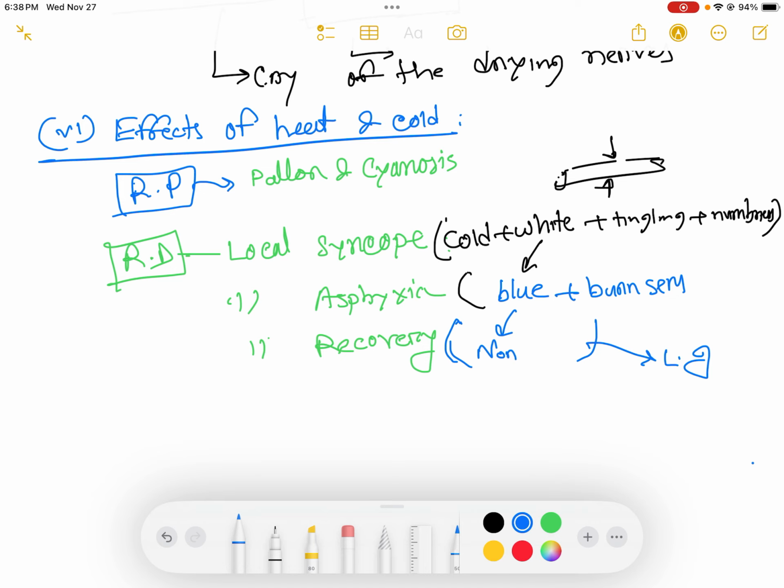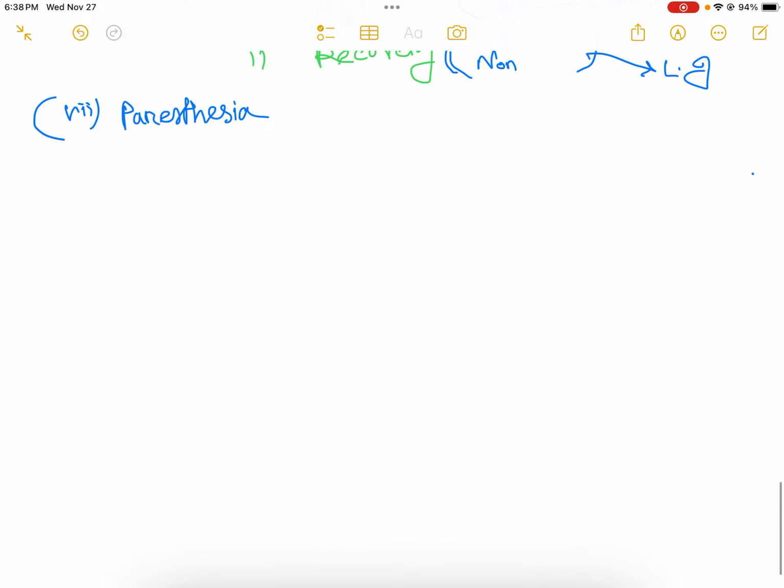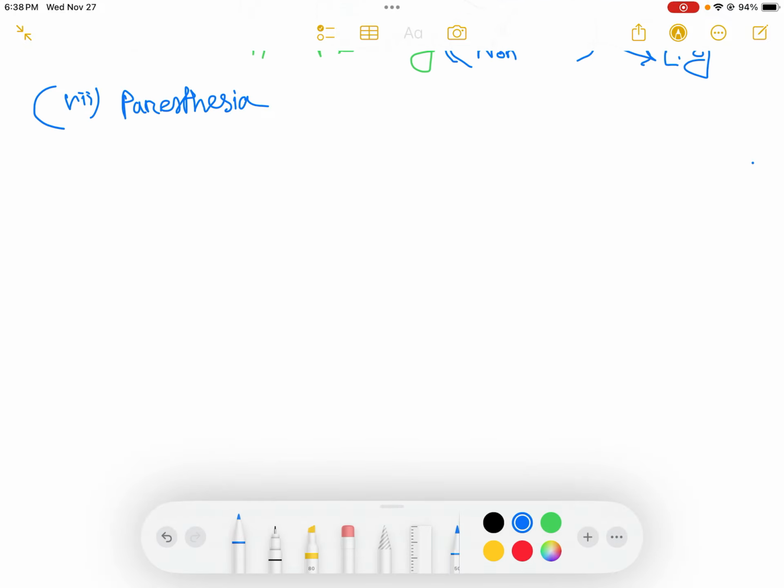Number 7, paresthesia. When the muscle pain begins, the patient often feels numbness, pins and needles and other types of paresthesia in the skin of the foot. This is due to shunting of blood from the skin to muscle.